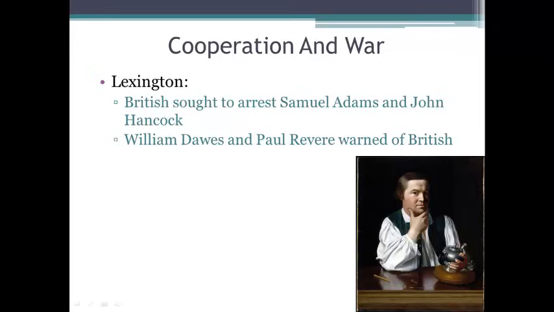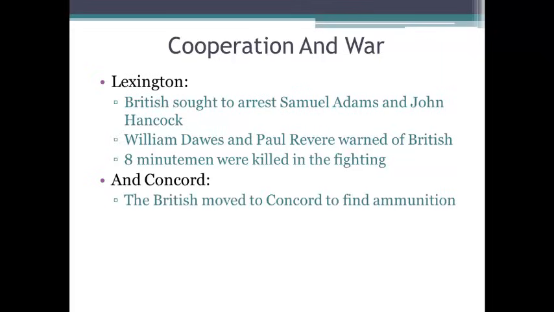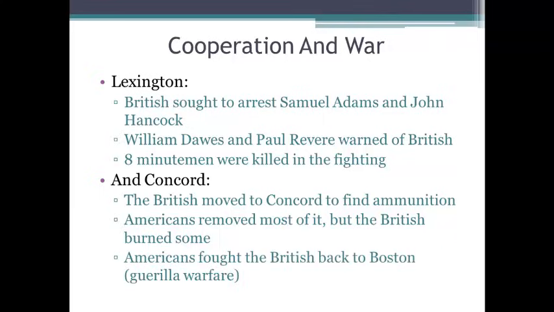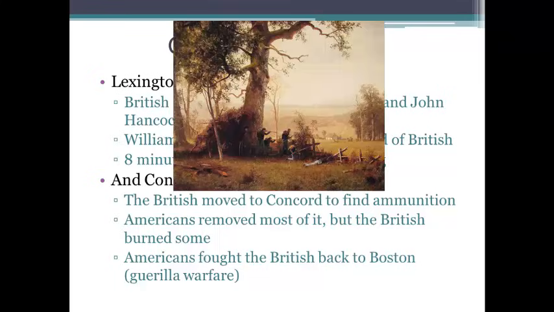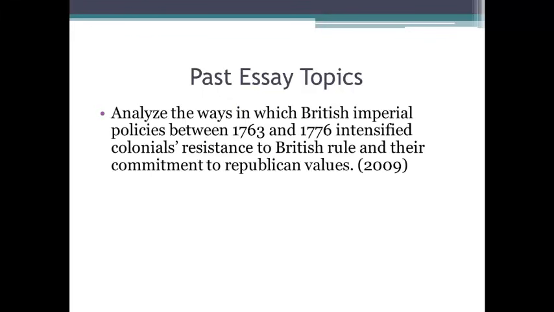So the British go to Lexington, and then the next day they go to Concord. And there's a little bit of fighting in Lexington, and 8 Minutemen were killed. In Concord, the British moved there to find some ammunition. The Americans removed most of it, but the British did burn some of it. And then the Americans fight the British all the way back to Boston using guerrilla warfare. This is going to be a sign of the American Revolution, the type of fighting that the Americans will use during the Revolution.